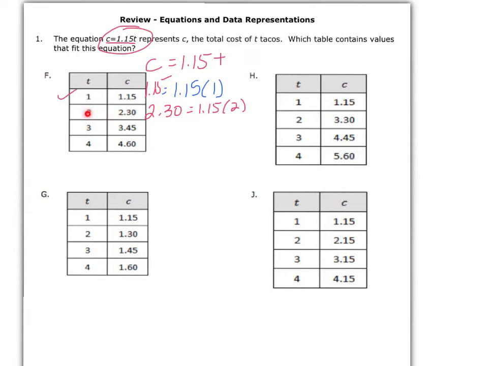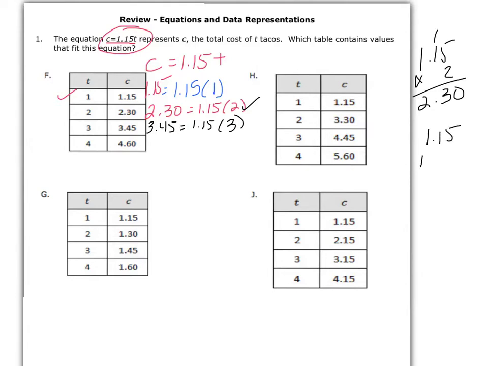So we have to see, does 1.15 times 2 equal 2.30? Yes, it does. I'll do the same thing: 3.45 equals 1.15 times 3. It's important to try each and every one just to make sure that it works for every value. So we multiply that times 3, and that one worked.